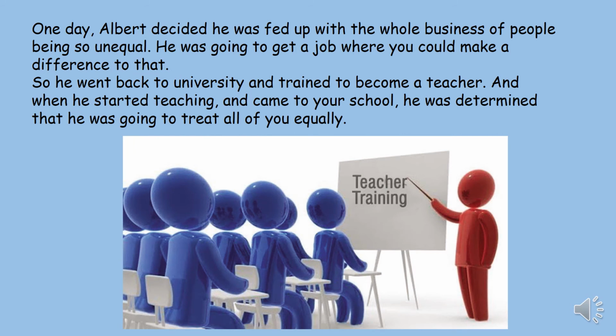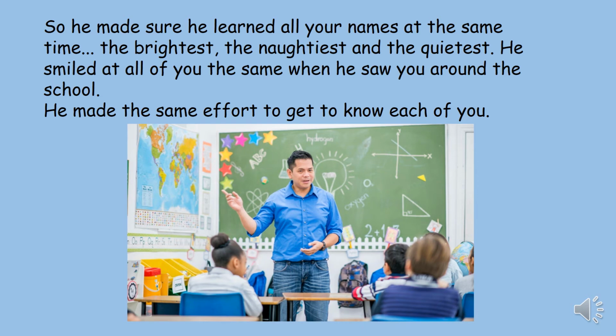One day, Albert decided he was fed up with the whole business of people being so unequal. He was going to get a job where you could make a difference to that. So he went back to university and trained to become a teacher. And when he started teaching and came to your school, he was determined that he was going to treat all of you equally. So he made sure he learned all your names at the same time, the brightest, the naughtiest, and the quietest. He smiled at all of you the same when he saw you around the school, and he made the same effort to get to know each of you.